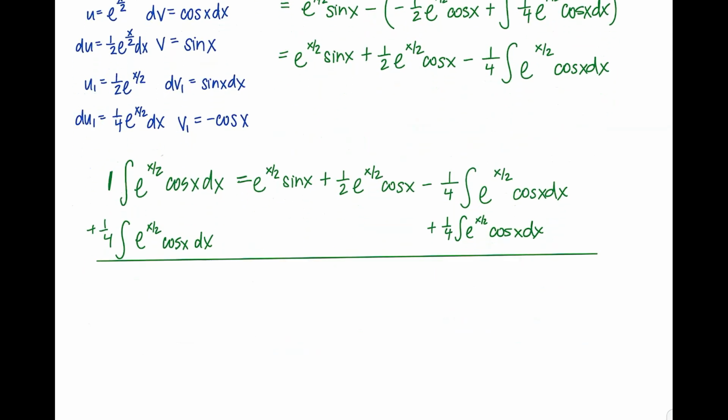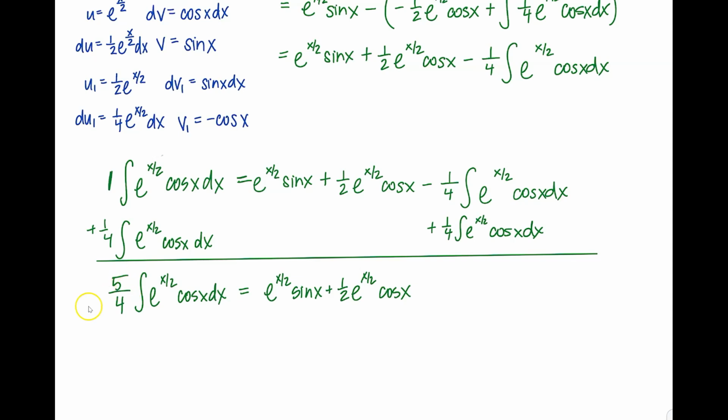So I'm going to scoot up to make a little bit of space. So I have 5/4 the integral of e to the x over 2 cosine x dx is equal to e to the x over 2 sine x plus 1/2 e to the x over 2 cosine x. Alright, so we're super close to being done now. I don't want 5/4 of this integral, I just want this integral. This integral is what I was solving for without anything in front.